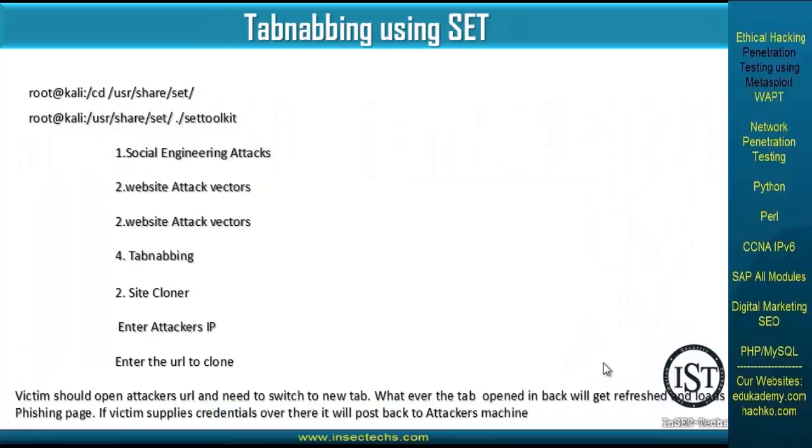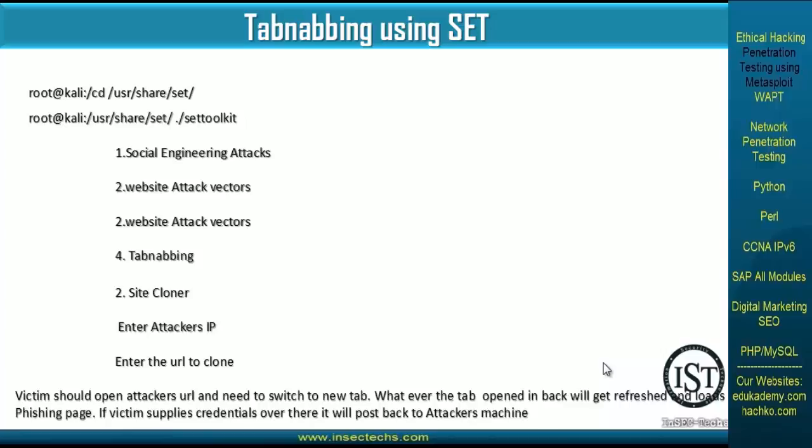So for tabnabbing using the SET, first of all you need to navigate into the SET directory and use the social engineering attacks, and inside the social engineering attacks you need to use the website attack vectors, and after that you need to choose tabnabbing. In the tabnabbing, if you want to use the site cloner, you can do that, or if you want to use some template, you can use that, or if you want to import something, you can use that.